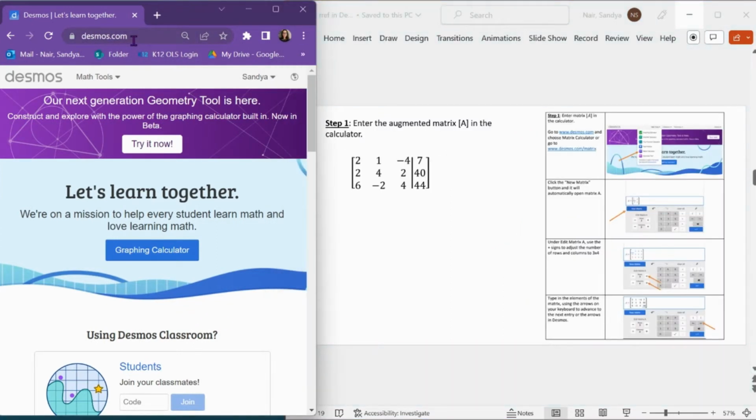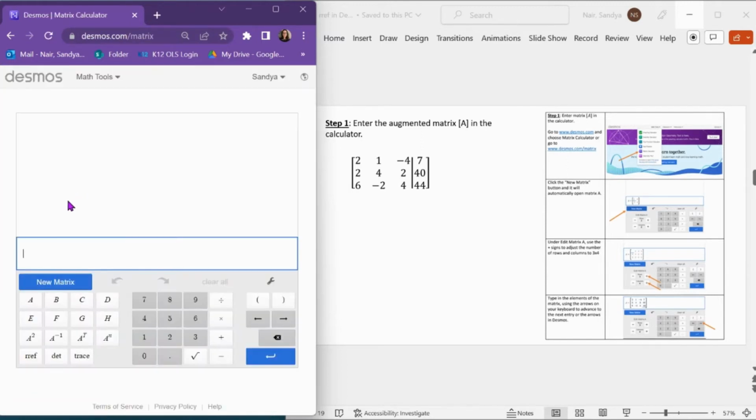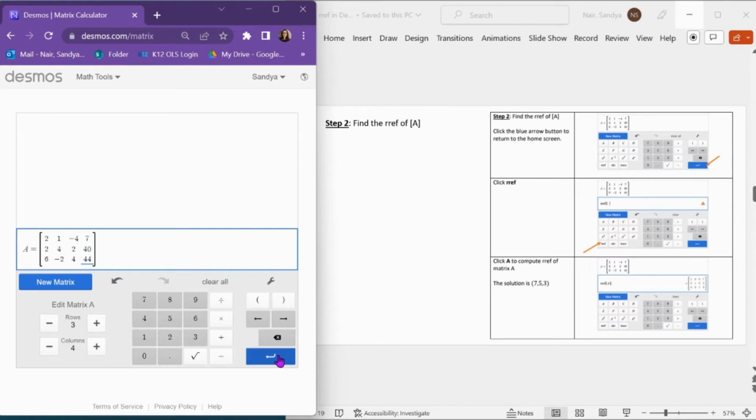So you're going to need to go to desmos.com, and then from up here in Math Tools, we're going to open up the matrix calculator. When we open up the matrix calculator, we're going to click New Matrix, and then we're going to tell it to make matrix A a 3 by 4 matrix. And we're just going to go ahead and enter these values now. So we have 2, 1, -4, 7, 2, 4, 2, 40, 6, -2, 4, and 44. Okay, so now that we have these values entered, we're going to click the blue enter. The arrow button means enter.